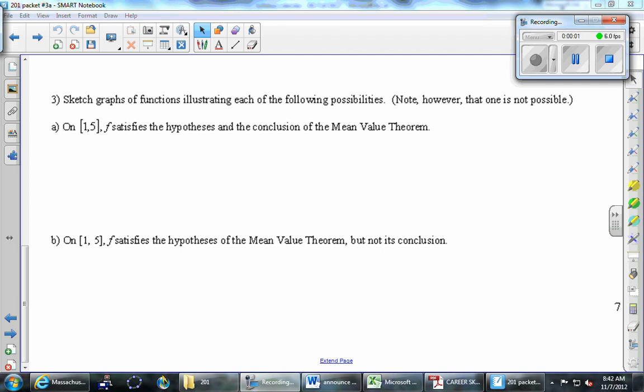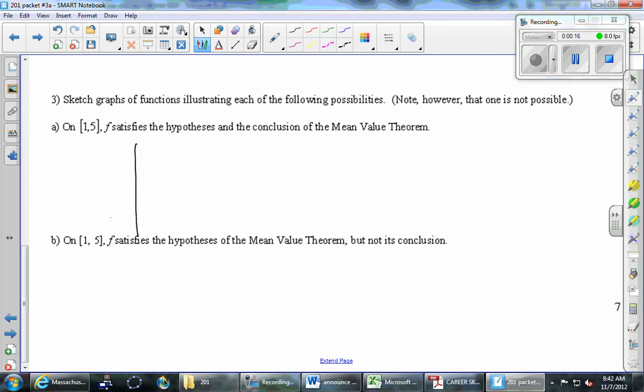All right, so on page 7, question 3 says, sketch graphs of functions illustrating each of the following possibilities. One is not possible. So it says we want a function that satisfies the hypotheses and the conclusion of the mean value theorem on some interval 1, 5. To say it satisfies the hypotheses means the function is supposed to be differentiable.